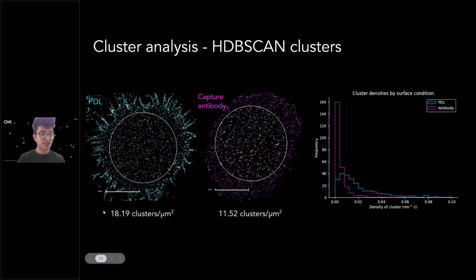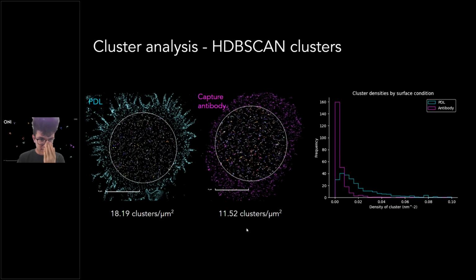And in that case, we also see more clusters in the PDL case compared to the antibody case for the same unit area. And all of these metrics are essentially pointing to this idea that the clusters that we find in this data point to the PDL cell being more activated with tighter clustered receptors than in the capture antibody case, which should not affect the receptor clustering. So this is using HDB scan, and that was a default selection of clusters from this algorithm.